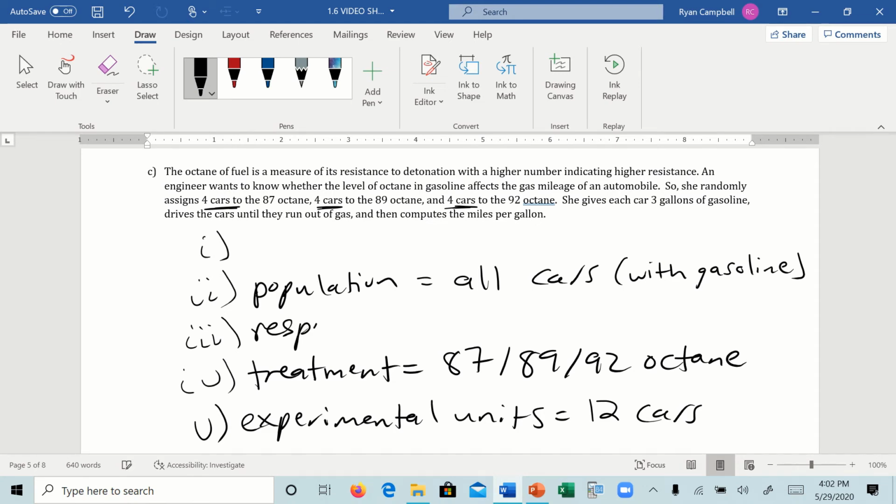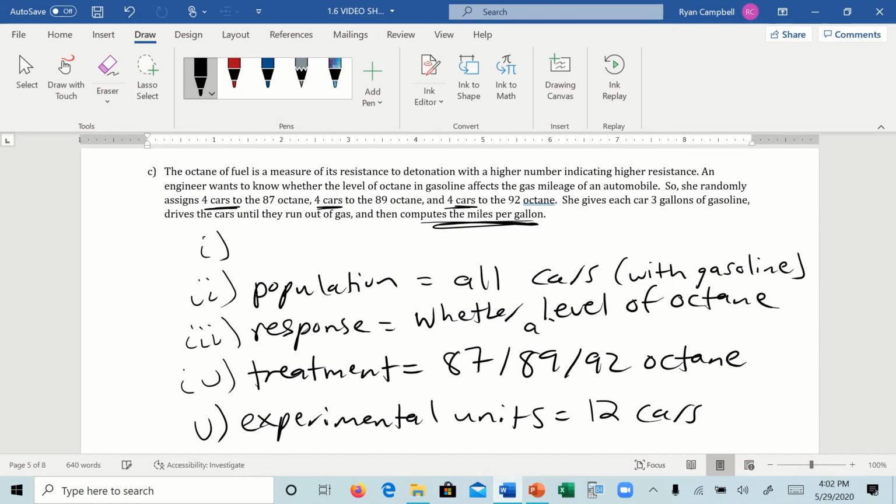What's the response variable? What are we trying to measure? So the whole thing is computing miles per gallon, right? So we're trying to figure out whether the level of octane affects what? Gas mileage, right? If we're comparing different types of octane and then computing their miles per gallon, we're trying to see, do different octanes affect gas mileage?